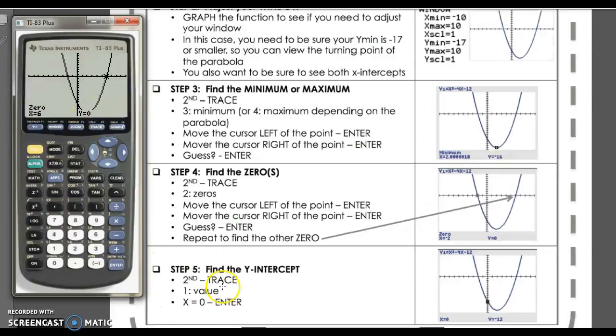So my calculator will not do step 5, but the y-intercept you can get from the equation. And if you do hit the trace button before you do steps 3 or 4, it'll automatically give you the y-intercept of the function. So that's how you find the minimum or the maximum, and how you find the zeros or the x-intercepts. And this is especially helpful when these numbers are not integers.